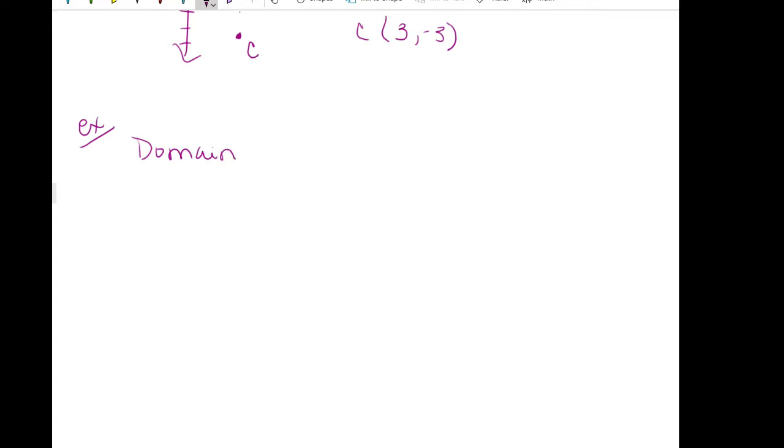Again, I hope that you've heard these words before, but in the event that you haven't or you need a refresher, the domain consists of all the x values in a relation or in a graph, and the range is all the y values.